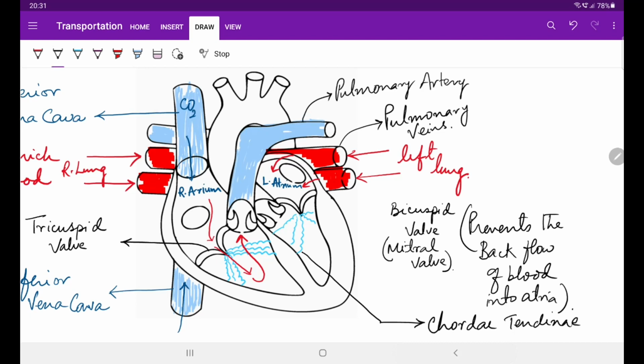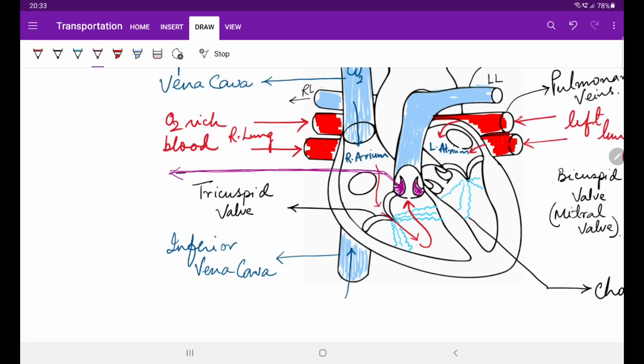Let us label it. One section of it branches into two parts. One branch goes to the left lung and another branch goes towards the right lung. It carries the blood for oxygenation, but as we can see, where the blood goes into the pulmonary artery, it is again supported by valves. The valves present near the pulmonary artery again prevent the backflow of the blood into the ventricles. These valves are called semilunar valves.